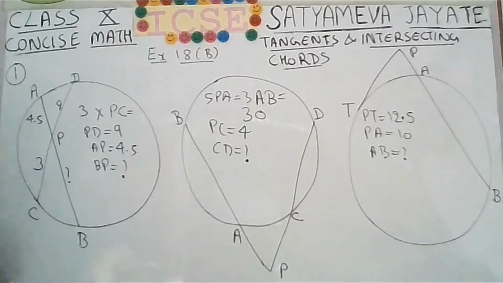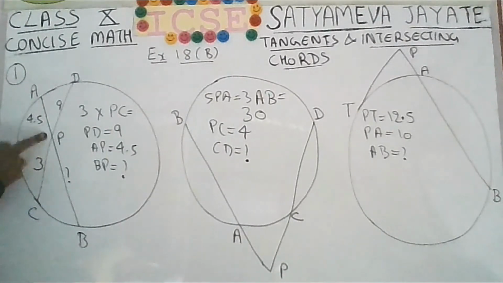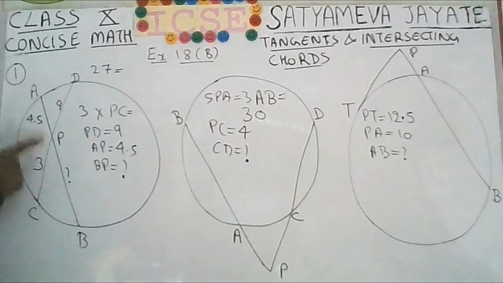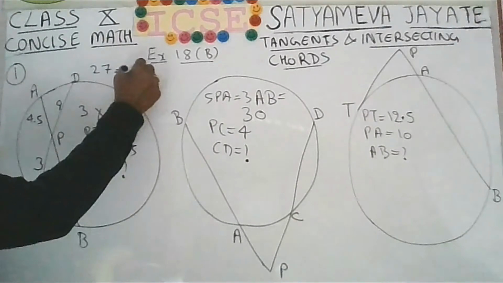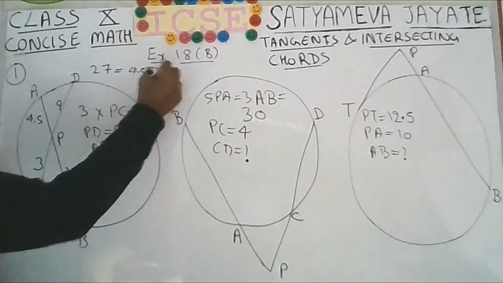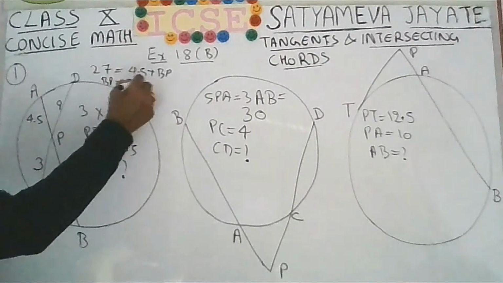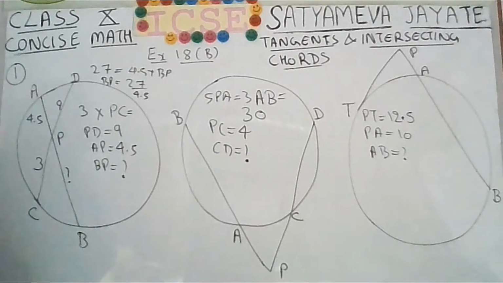So just now we have discussed the theorem. We have two chords intersecting each other internally at the point P. So you can easily say that 3 into 9, that is CP into PD, 3 into 9 you will get 27. This will be equal to AP into PB. AP is 4.5. So it will be equal to 4.5 into BP. That means BP will be equal to 27 divided by 4.5. Okay, you can solve it for yourself.